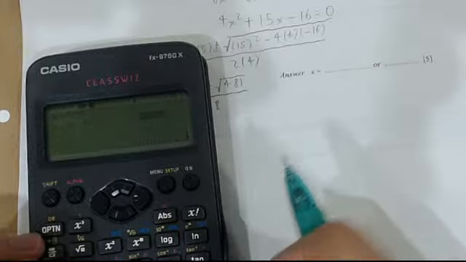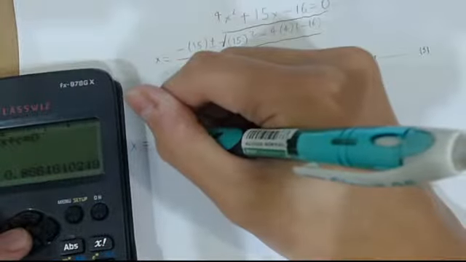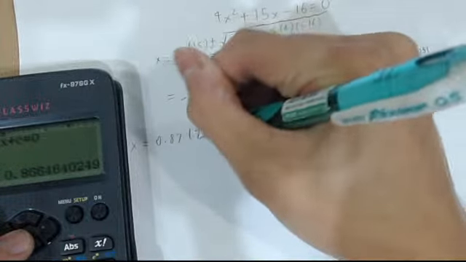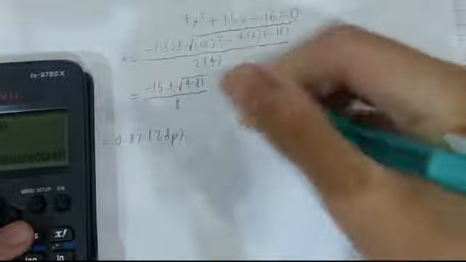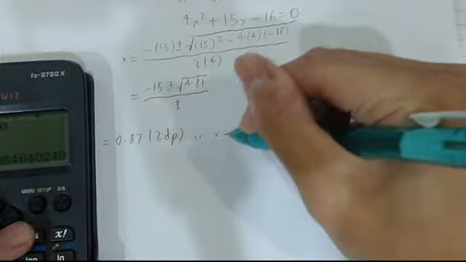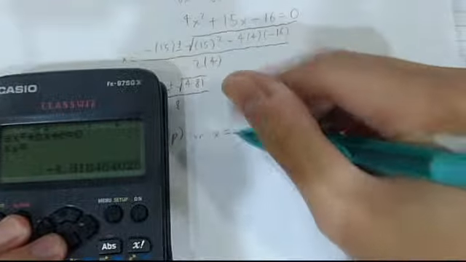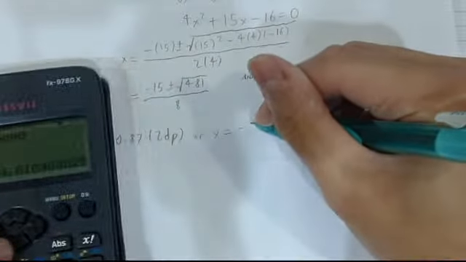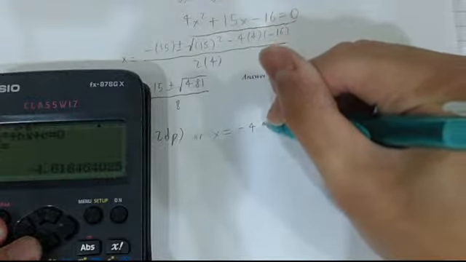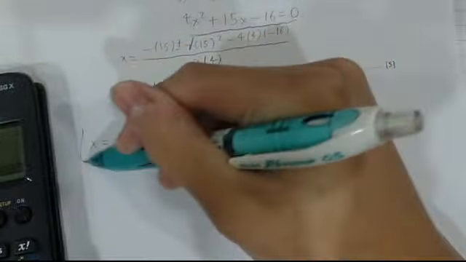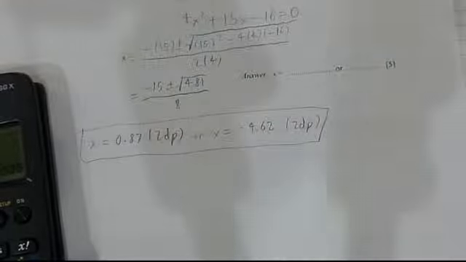Minus 16. Your x is equal to 0.87 dB, or x is equal to negative 4.8, 4.662 with 2 decimal places. And there we have our answer. Okay, next question.